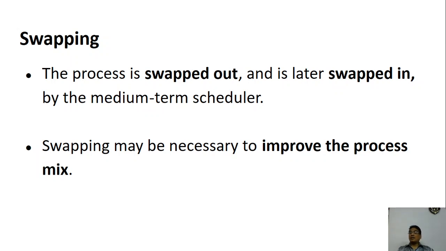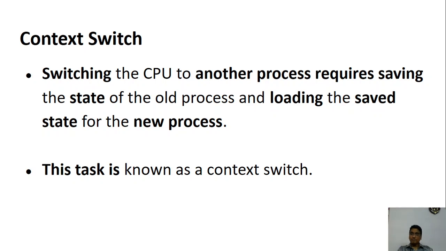This can also help in improving the process mix. That means if you find that only input-output bound processes are there, some of them can be swapped out and CPU-bound processes can be brought in. Or if you find only CPU-bound processes are there, some of them can be swapped out and input-output processes can be brought in. The next thing that we need to know is context switching.